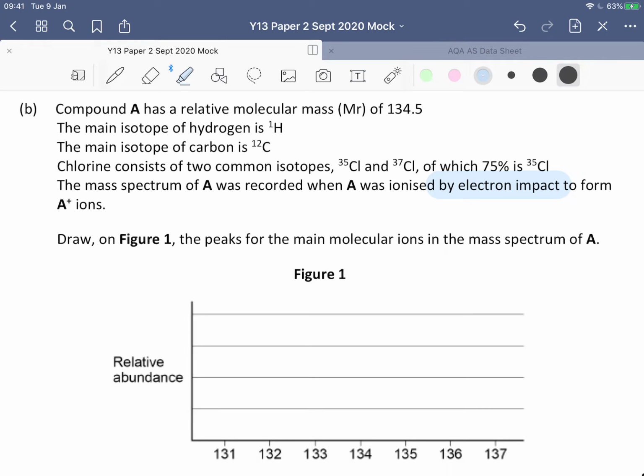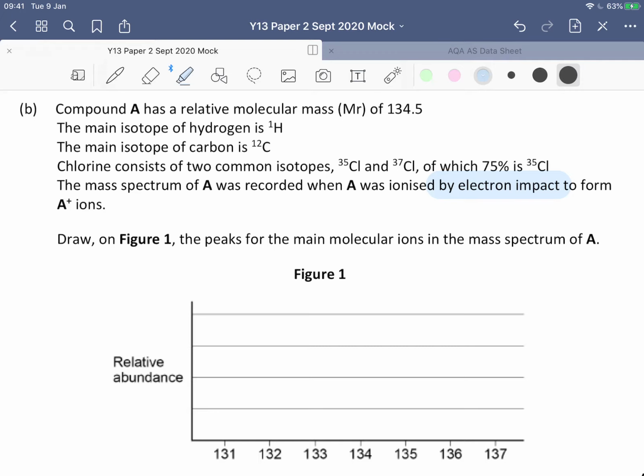When rounding to 134.5, the mass of an electron is about 1/1800th of a proton or a neutron. So it does have mass, but at A level its mass is essentially negligible. Then we form the A plus ions. So: draw on figure 1 the peaks for the main molecular ions in the mass spectrum of A.